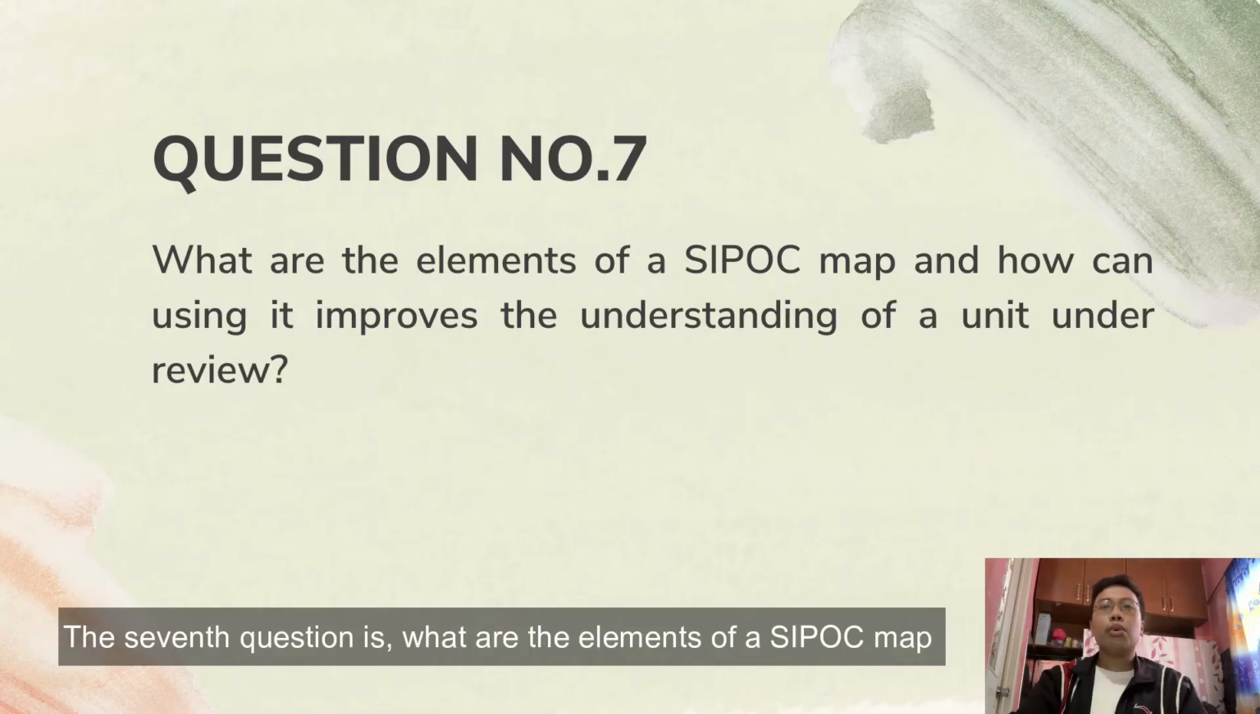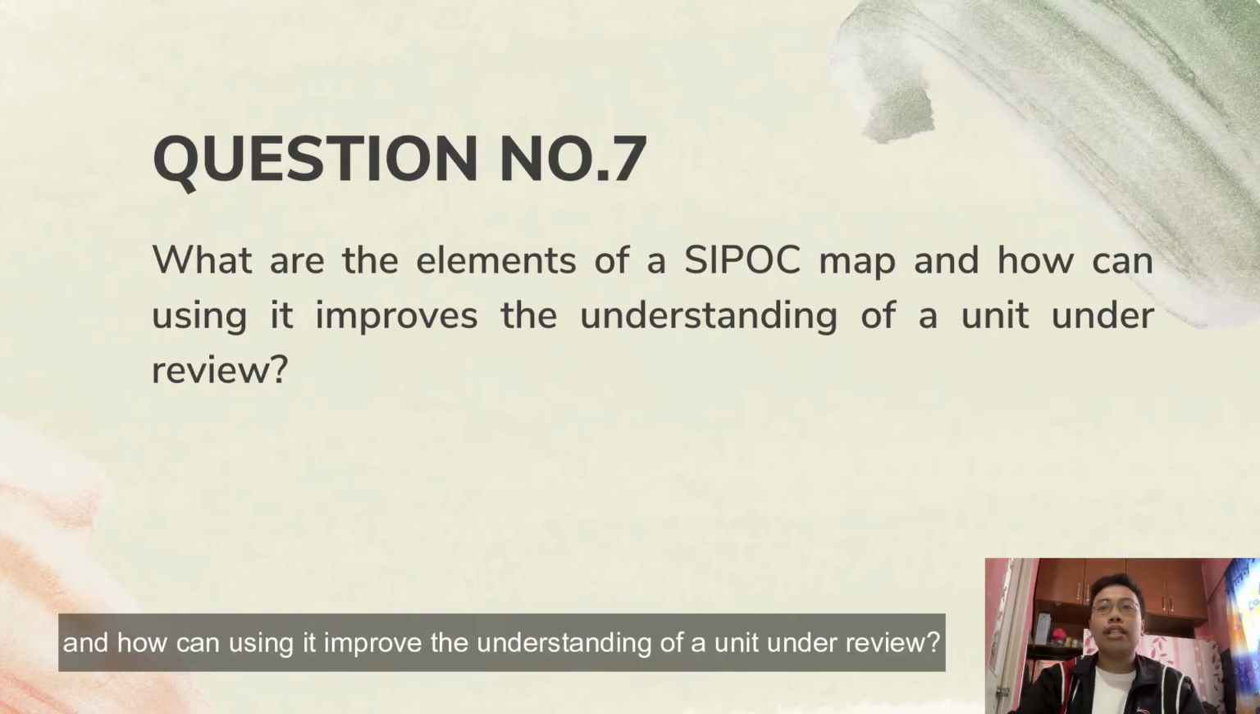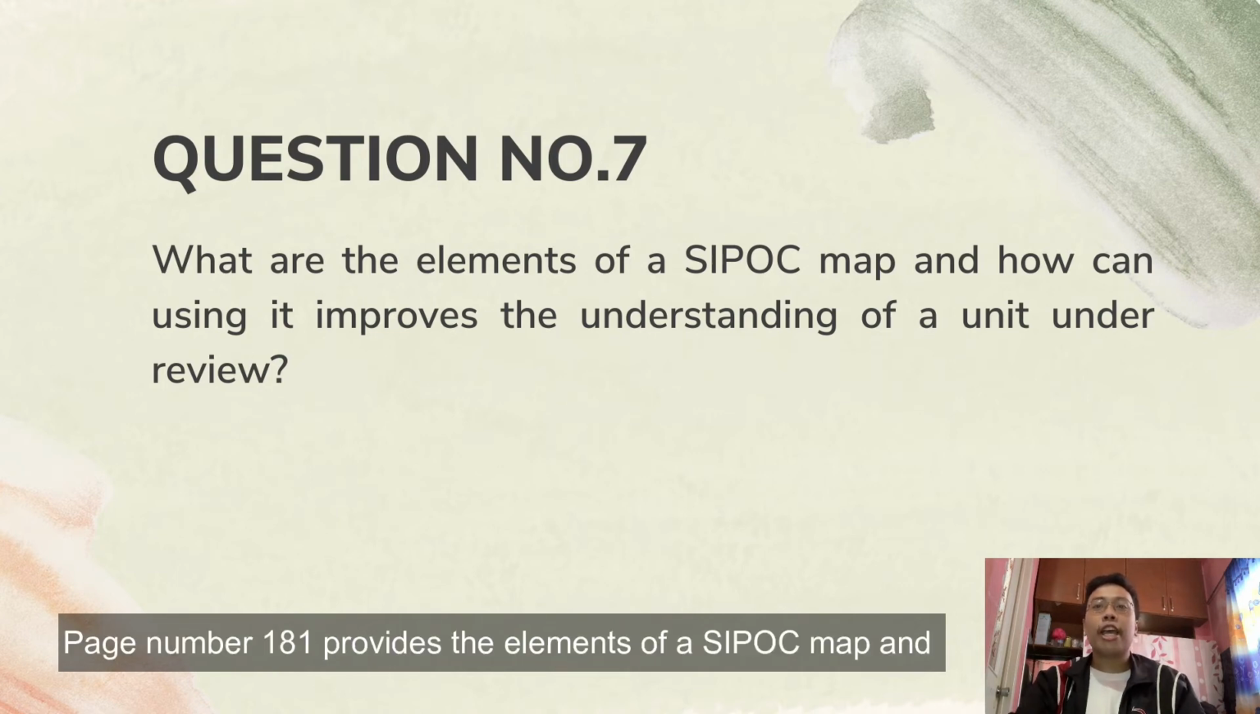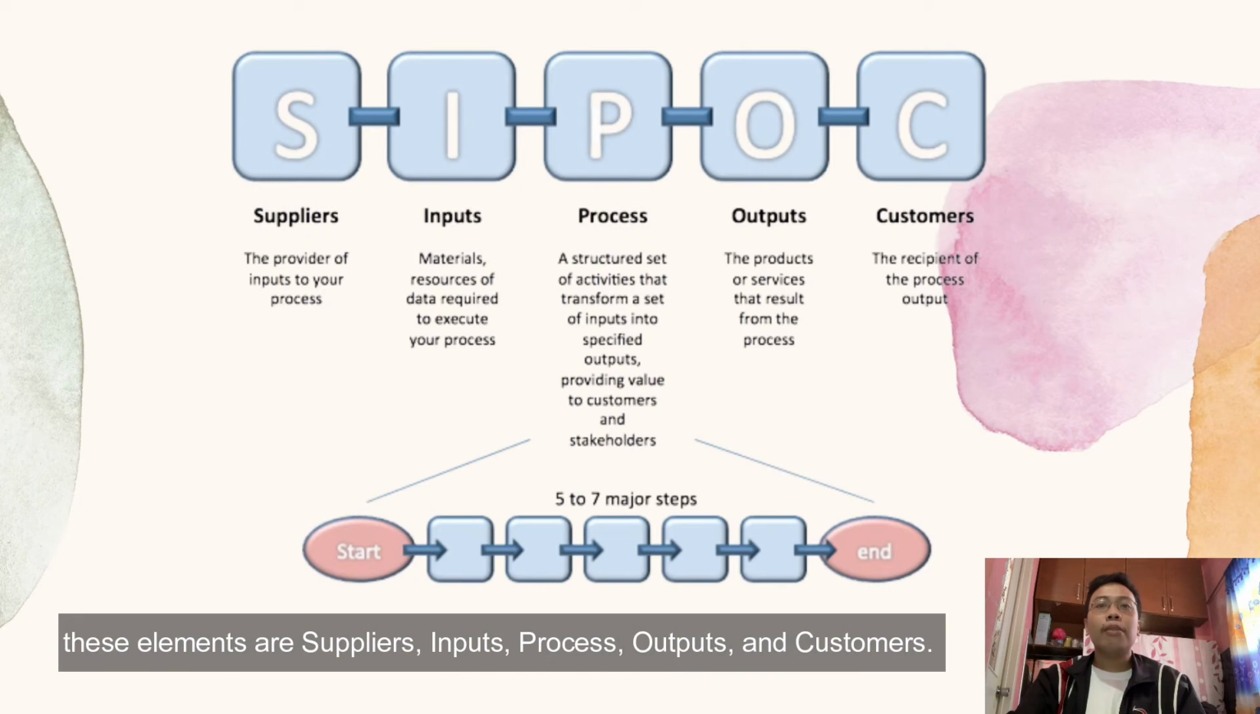The 7th question is, what are the elements of a SIPOC map and how can using it improve the understanding of a unit under review? Page number 181 provides the elements of a SIPOC map, and these elements are suppliers, inputs, process, outputs, and customers. Suppliers are those who provide the inputs, which are then processed to produce the outputs for the customers or recipients.